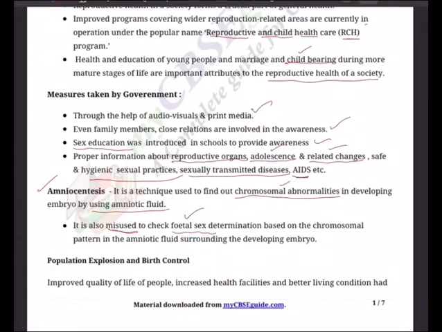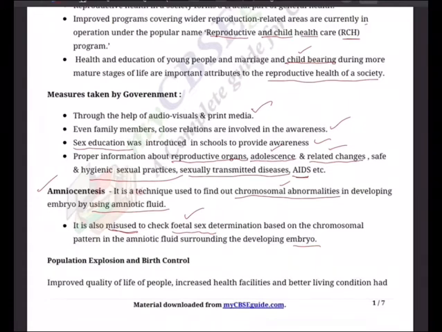We can come to know through this amniotic fluid whether the growing baby is male or female. So once parents come to know in advance that the growing baby is a female, there is female feticide, unfortunately. Of course, for this there is a strict law wherein even the gynecologist or the reproductive health expert's license will be cancelled once the government comes to know. So it is misused to check fetal sex based on the chromosomal pattern in the amniotic fluid surrounding the developing embryo.